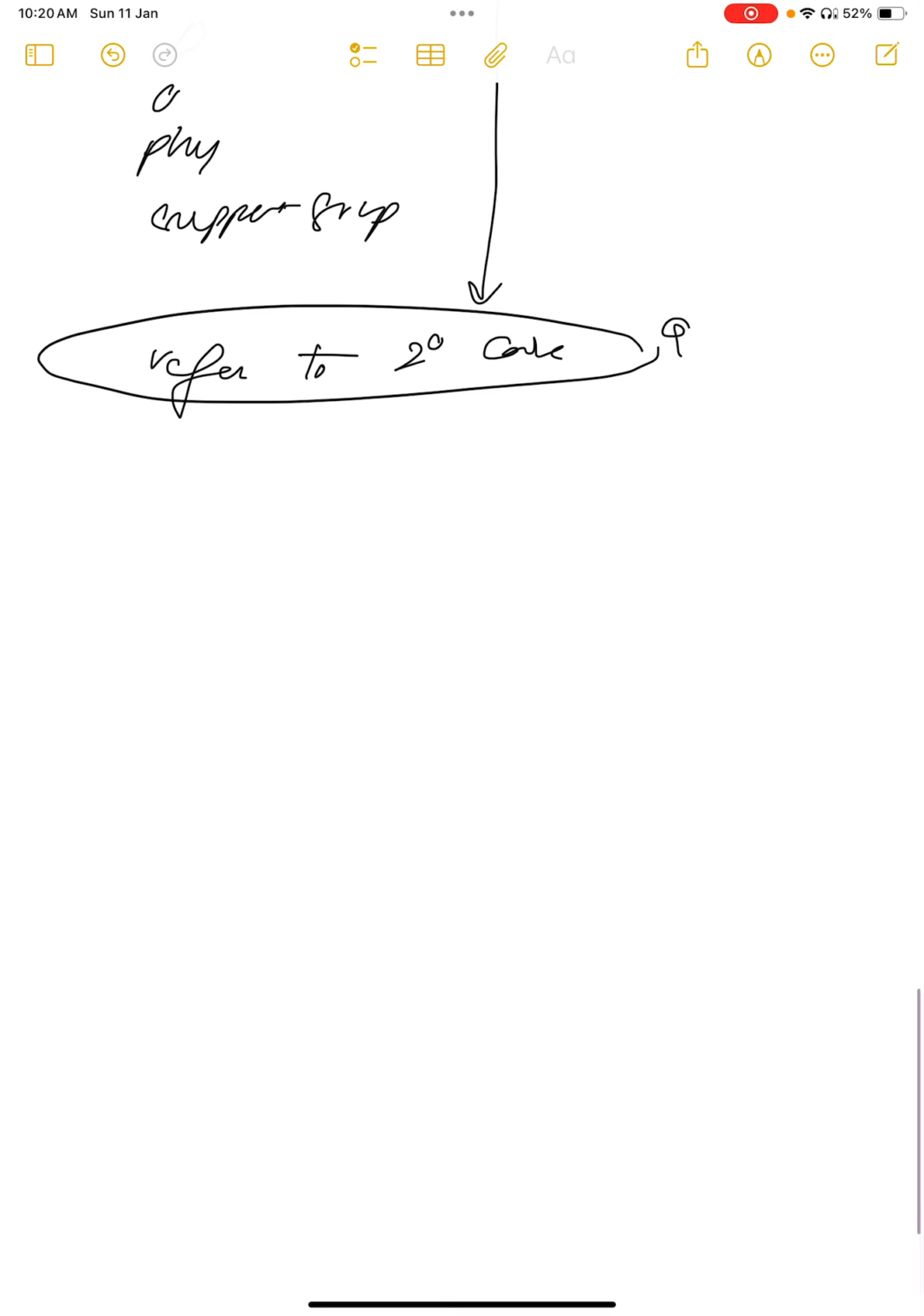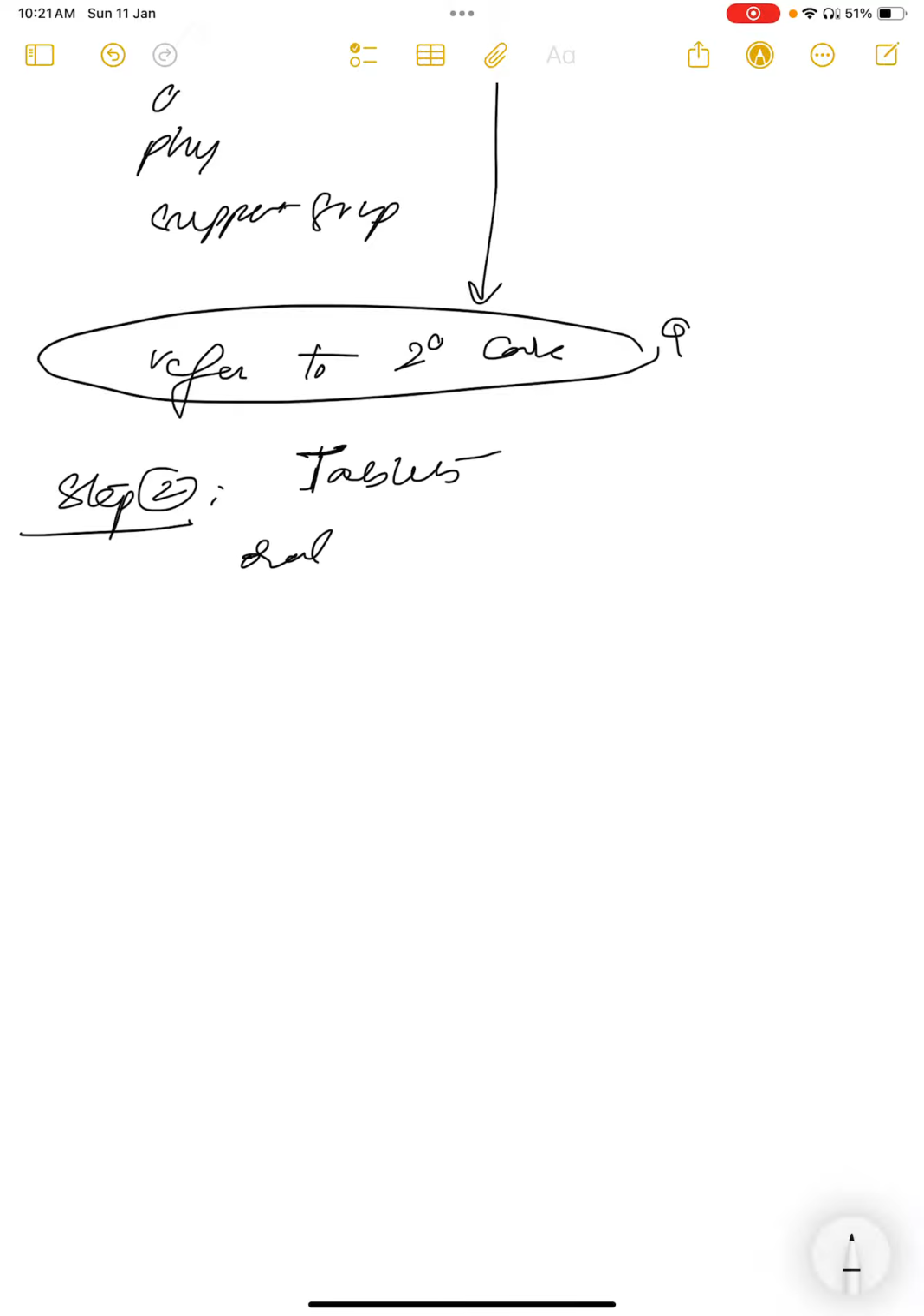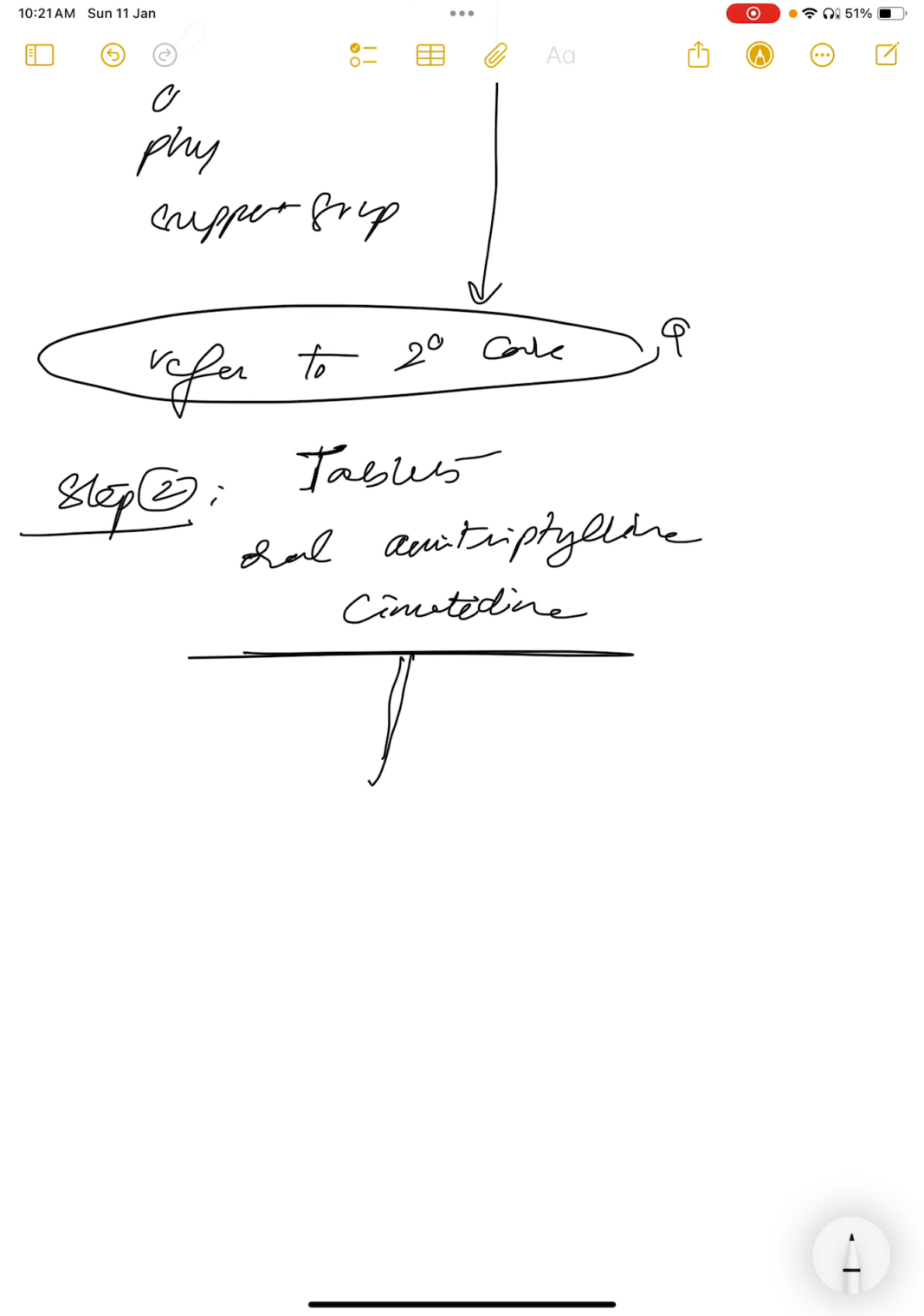Next is second line, which is step two. In this, you'll go for tablets. Till now, we didn't give any medications. Now we'll go for medical management: oral amitriptyline and cimetidine. If this treatment fails, what will you do? You'll refer her to the MDT, the multidisciplinary team, the pain management team.